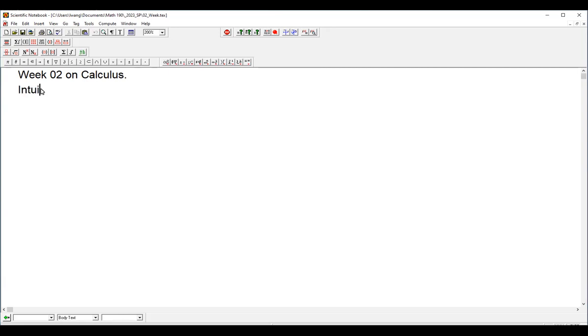The intuitive definition of limit. Okay, this is about limit at a point. You can find this definition in section 2.2 if you're using the 8th edition, and the 7th edition, I think it's about the same place. Okay, so let's write it down.